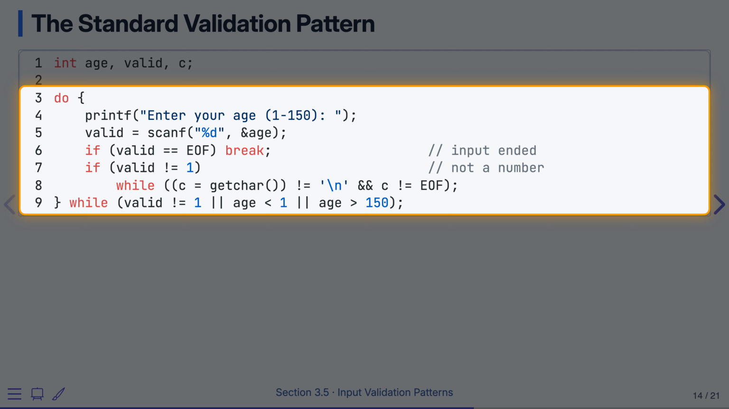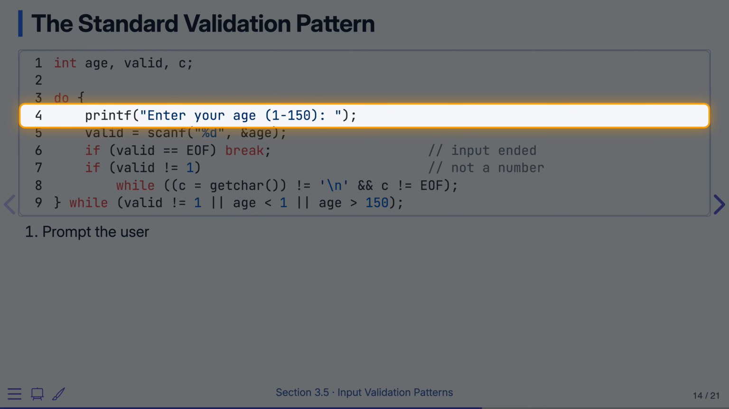Here is the standard input validation pattern. In C, we save the return value in valid. If valid equals EOF, the input has ended, so we break out. Otherwise, if valid is not 1, we clear the bad characters from the buffer before looping, stopping at newline or end of input. Let's read it step by step.